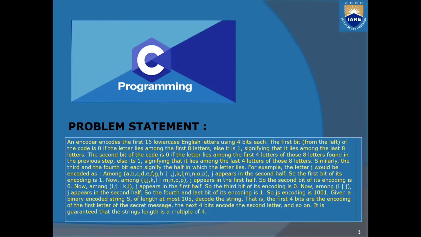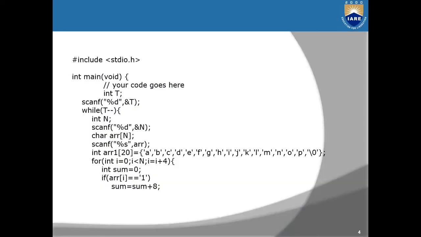Given a binary encoded string S of length at most 10^5, decode the string. That is, the first 4 bits are the encoding of the first letter of the secret message. The next 4 bits encode the second letter and so on. It is guaranteed that the string length is a multiple of 4.